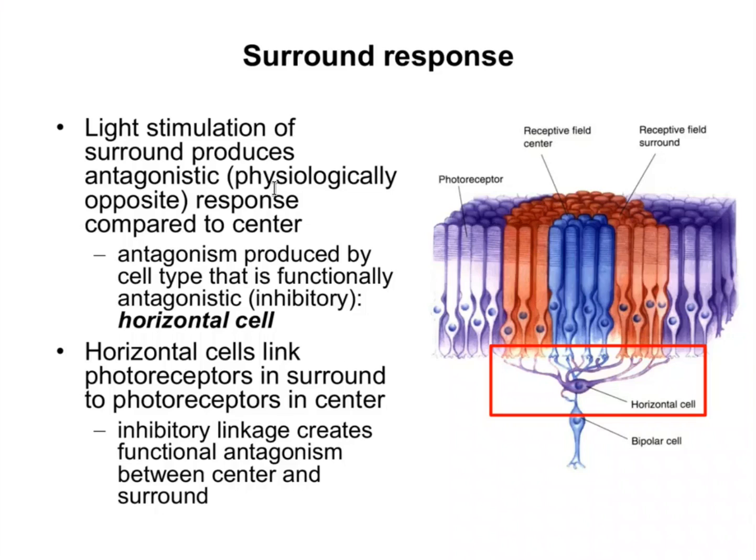And this antagonism between center and surround of the receptive field is produced by a specific cell type that's functionally antagonistic or inhibitory, and this is a horizontal cell. So as the illustration on the right of the slide shows, horizontal cells essentially link photoreceptors in the surround zone to photoreceptors in the center zone. And this inhibitory linkage between photoreceptors in the surround and the center is what creates the functional antagonism between center and surround zones of the receptive fields of our retinal ganglion cells.